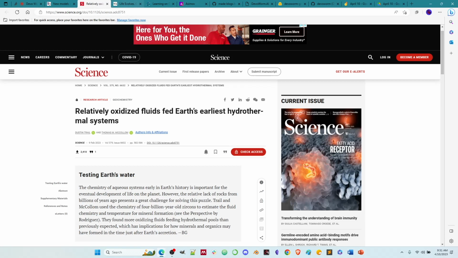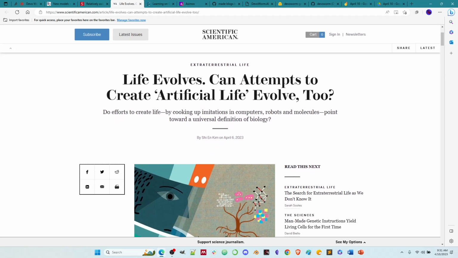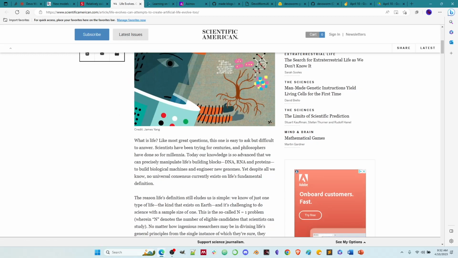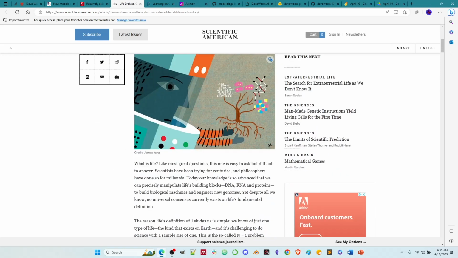All right. And then the second feature is, again, on sort of this extraterrestrial life theme, but from a different perspective. So this is actually life evolves. Can attempts to create artificial life evolve too? So do efforts to create life by cooking up imitations in computers, robots, and molecules point towards a universal definition of biology? This is a recent article here from Scientific American.